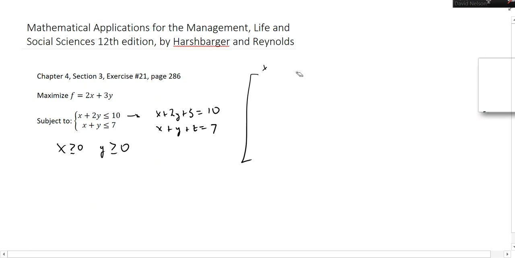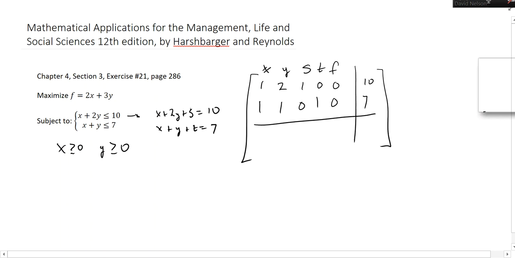I need a column for each of my variables. I'm going to have an x, y, s, t, and f, and the values there. I'm going to take each of these equations and put them into this matrix, writing down the coefficients. So 1, 2, 1, there's no t's, there's no f's, and it's equal to 10. The second constraint equation has 1x, 1y, no s's, 1t, no f's, and it totals up to 7.